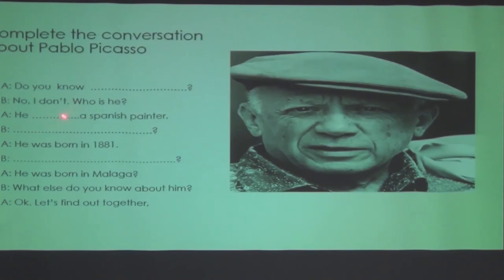Pablo Picasso is dead, so we're going to use the verb to be in the simple past. He was born in 1881. He was born in Malaga, so what is the answer here? What else do you know about him? Okay, let's find out together. So, I want you please to try to imagine that you are doing the conversation with a friend, okay? And try to answer, and then let's practice.